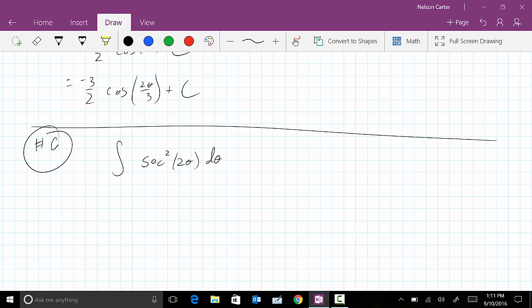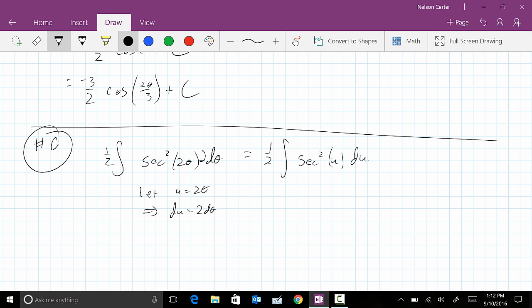Now, you can let u equal x plus 1, or you can let u equal like 2x or something like that. Then that's fine, because then you're doing something a little extra. Here we're going to let u equal 2 theta, but that would imply that the differential of u is equal to 2 times d theta. So I've got the d theta, but I need the 2. That means I need a 1/2 there. So now this is equal to 1/2 times the integral of the secant squared of u du.